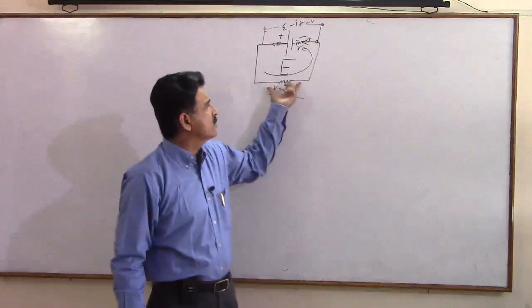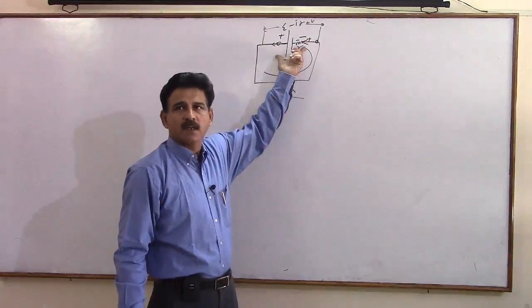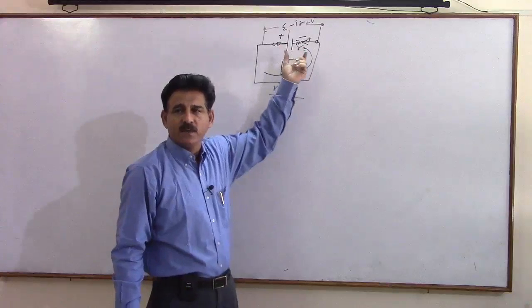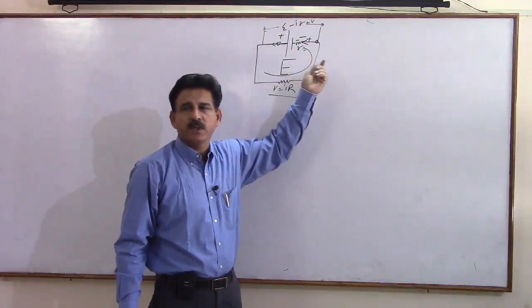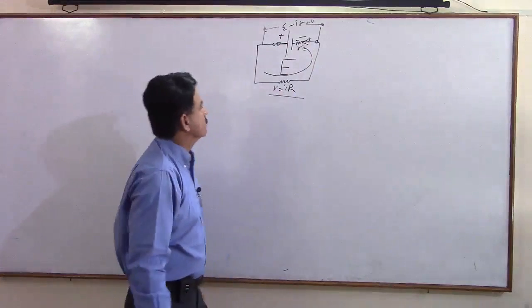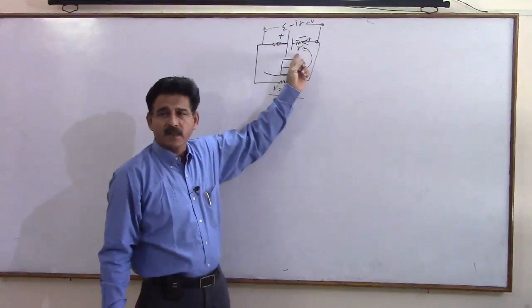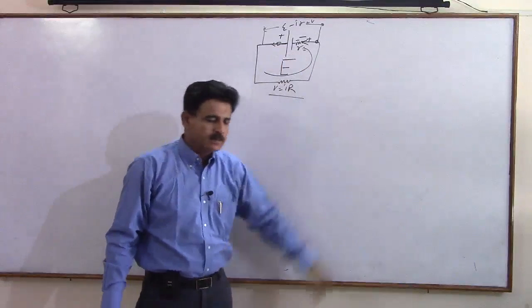So what the load actually gets from the battery is not the EMF, it gets terminal voltage, because what is available in the terminal, only that much you can give to the load, right? Okay. Then we discuss some basics कि R किस बात पे depend करता है. You will be able to recall all that.